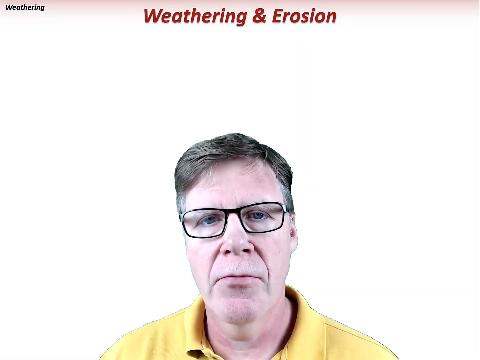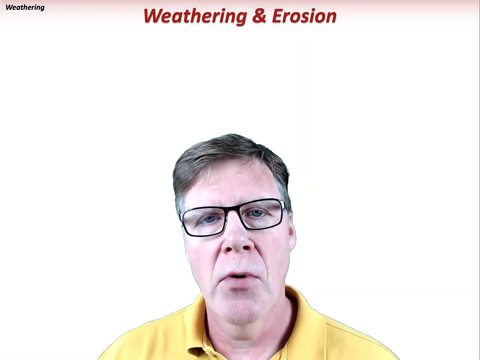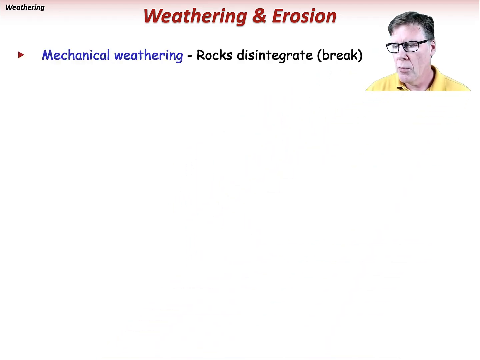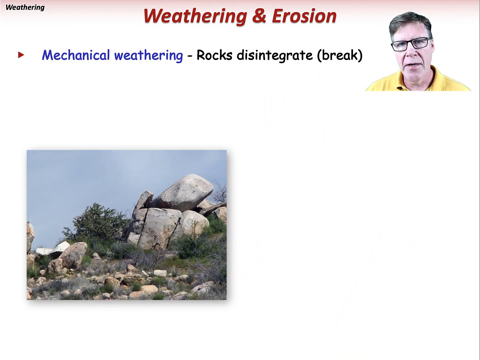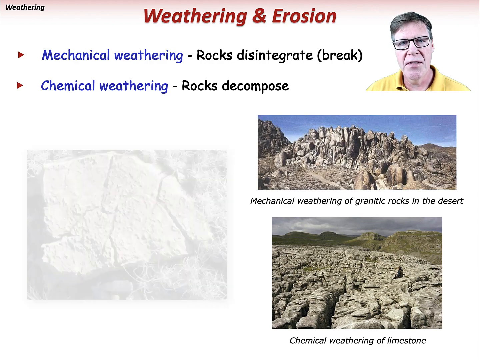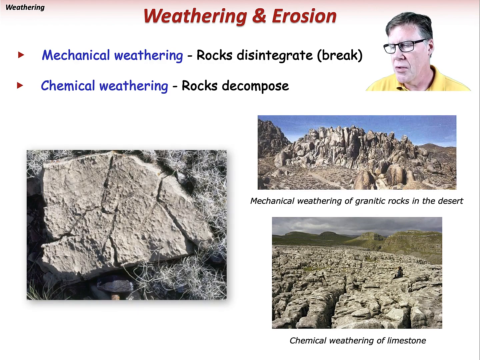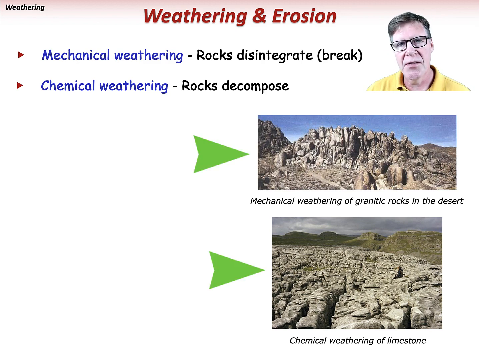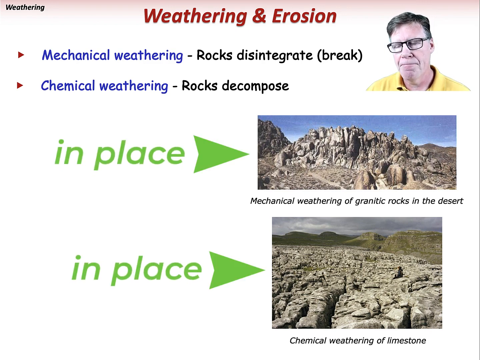The two major types of weathering processes are mechanical weathering and chemical weathering. With mechanical weathering, rocks disintegrate and are broken down into progressively smaller pieces. This granitic outcrop displays the effects of mechanical weathering, common in arid desert regions. Chemical weathering involves the decomposition of rock. Limestone is a rock type that is susceptible to chemical weathering, especially in more humid tropical or subtropical regions. Both of these processes act on the rock in place.